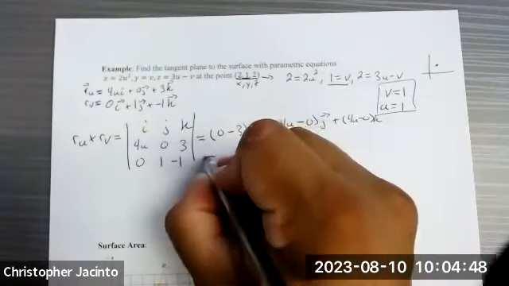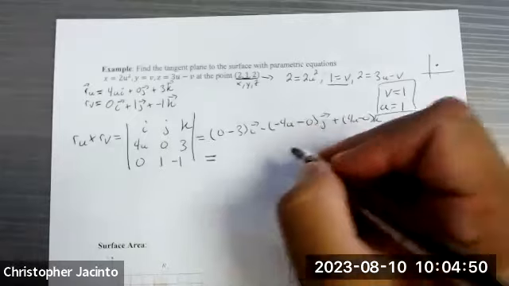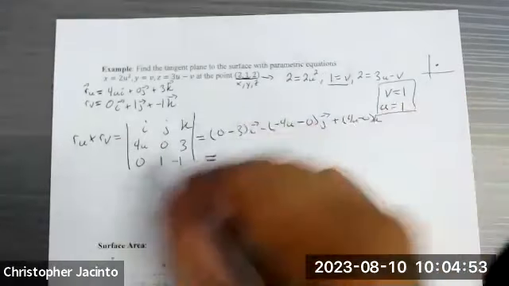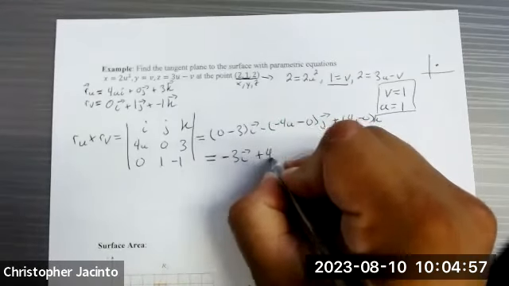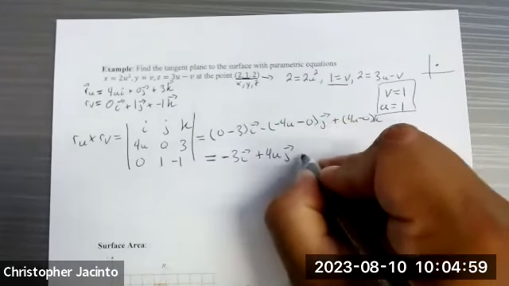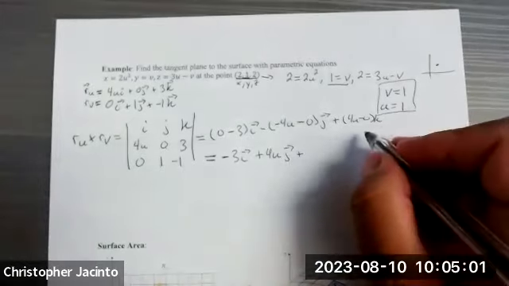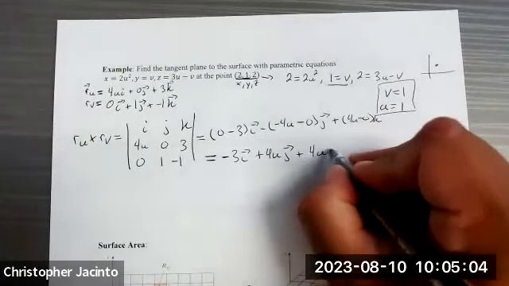So therefore, our tangent plane, or a normal vector, right? This is the normal vector. This is a cross product. It'll be negative 3i plus 4u j, and this is going to be plus 4u k. Okay.